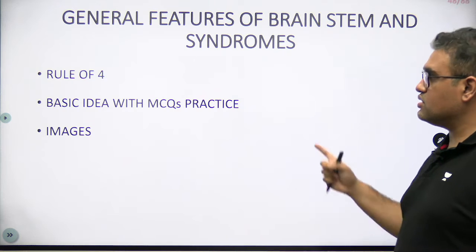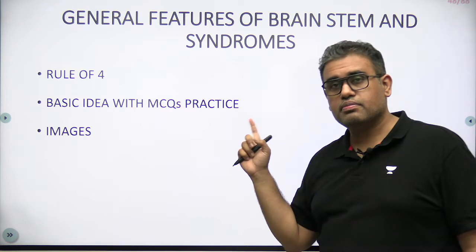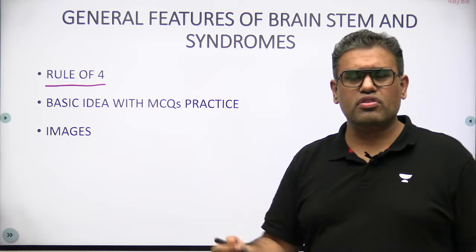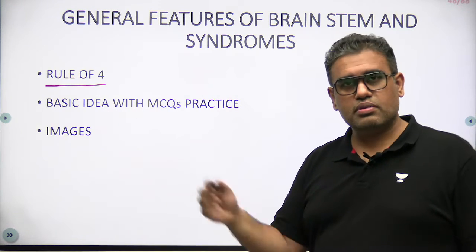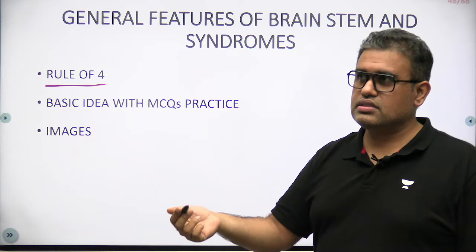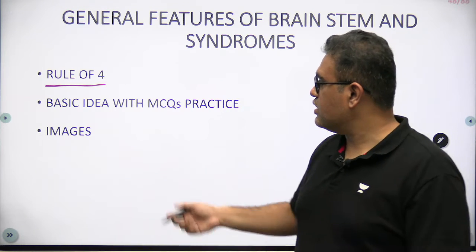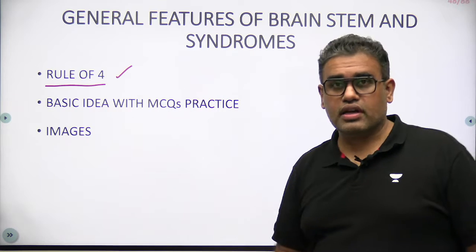General features of the brainstem syndrome. This, again, neuromedicine part. There's a rule of 4. I hope that most of you are aware of it. There's a rule of 4 over here. If you're not aware, then you can see my previous session, the brainstem, special classes, as well as in YouTube, I'm not sure, but special classes obviously there are, on the brainstem syndrome. Please have a look at it.